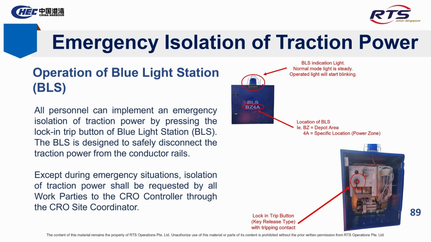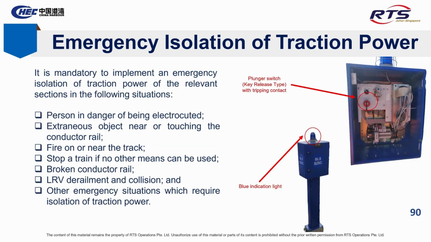Slide 89. Emergency Isolation of Traction Power, Blue Light Station, BLS. In emergencies, any personnel may initiate traction power isolation by pressing the lock-in trip button at the Blue Light Station, BLS. The BLS safely disconnects traction power from the conductor rails. The indication light will blink when operated. Outside of emergencies, power isolation must be formally requested by the work party through the CRO site coordinator and approved by the CRO controller. Slide 90.